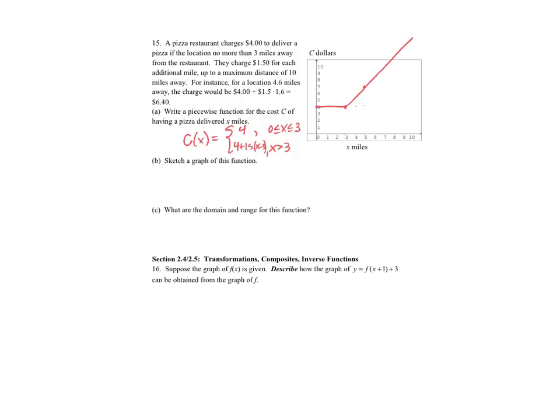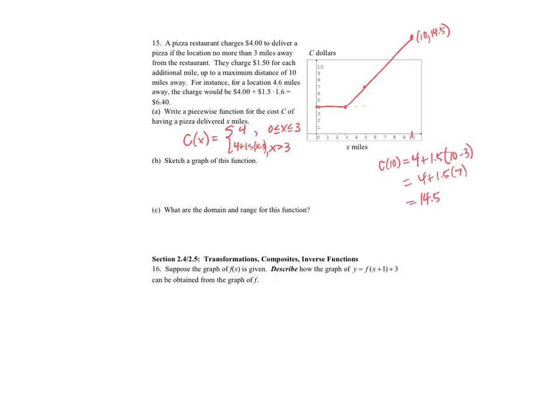So let's see here. What is the cost at 10 miles away? It's going to be 4 plus 1.5 times 10 minus 3. And 10 minus 3 is 7. So 4 plus 1.5 times 7. And that gives us, let's see, 4 plus 1.5 times 7, 14.5. So at 10 miles away, the charge is $14.50. It's pretty expensive for delivery.